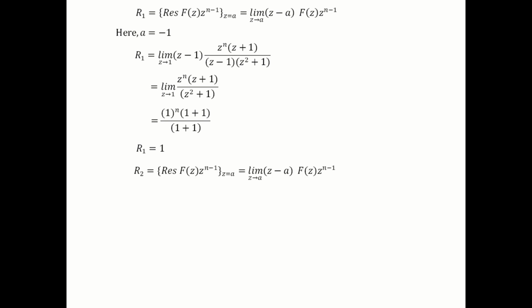Now we need to find the second residue when z is equal to i, because we are having 3 poles: a is equal to 1, a is equal to i, a is equal to minus i. So we need to find 3 residues, R1, R2, R3. R1 with a is equal to 1, R2 with a is equal to i, R3 with a is equal to minus i. So we will get limit z tends to i, (z minus i) into z power n, (z plus 1) by (z minus 1)(z square plus 1).